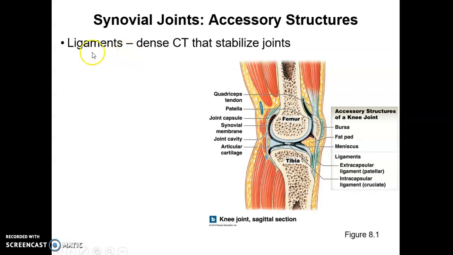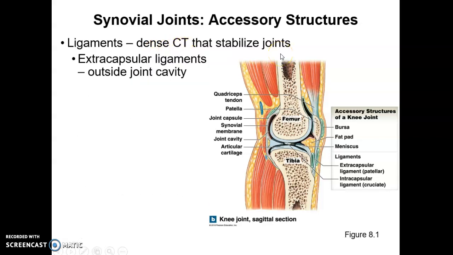Ligaments, made up of dense regular connective tissue, help stabilize the joint. They help bind the bones together. So the extracapsular ligaments, extracapsular, so they're external to the capsule. They're outside the joint cavity. I don't even know if there's one shown here, but we'll see one soon enough. External to the joint cavity. And then the intracapsular ligaments are internal. And there's one here, intracapsular ligament. And we'll see that there are two in our knees, internal.